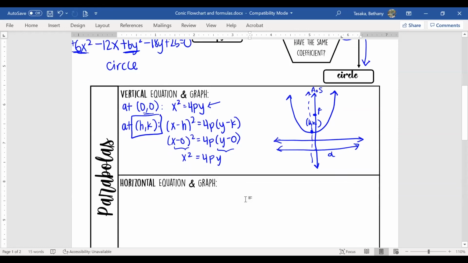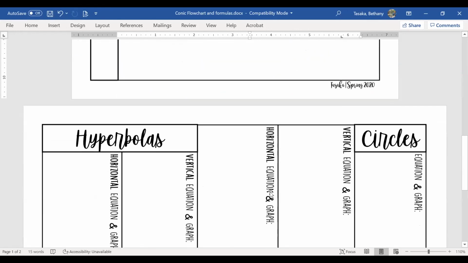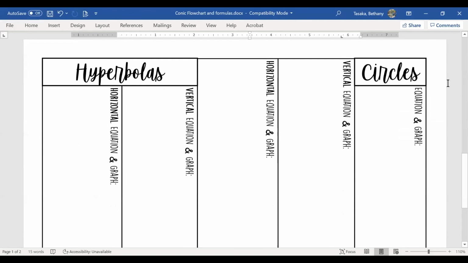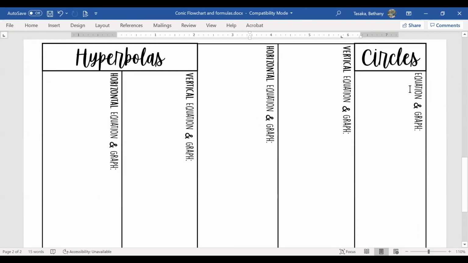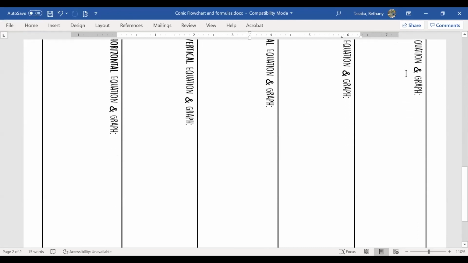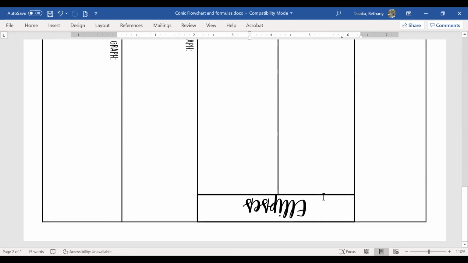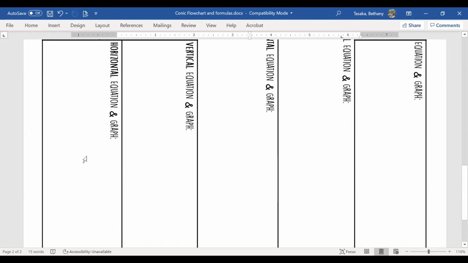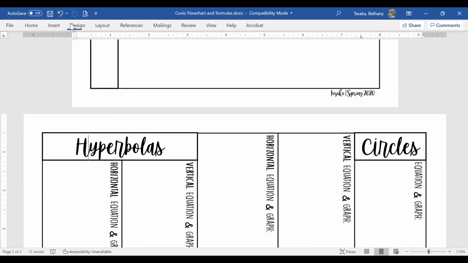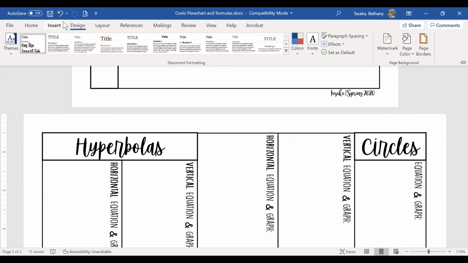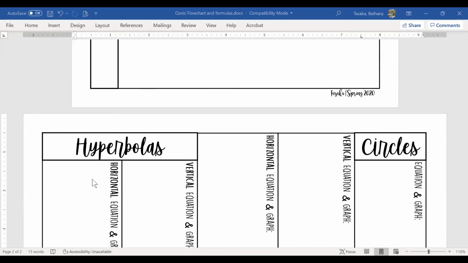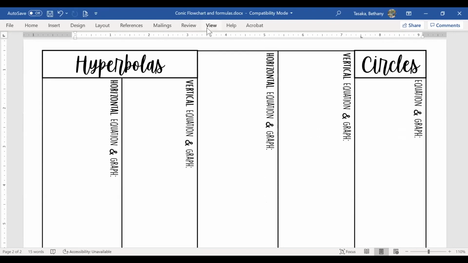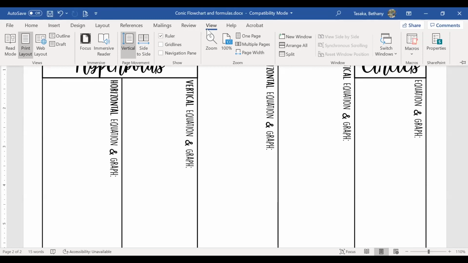You have another space for the horizontal one. This page is sideways, but you also have room for circles, because that one's just kind of its own unique thing. You have ellipses, vertical and horizontal, and you have hyperbolas, vertical and horizontal. I don't fully know why this got turned around, but that's a fairly easy fix. I'll fix it on your Canvas page, and you can do the same exact thing for circles, ellipses, and hyperbolas, and their formulas. Okay? See you in the next one.